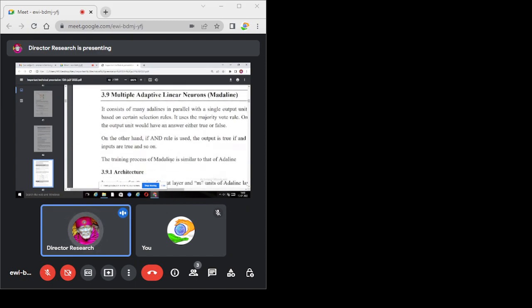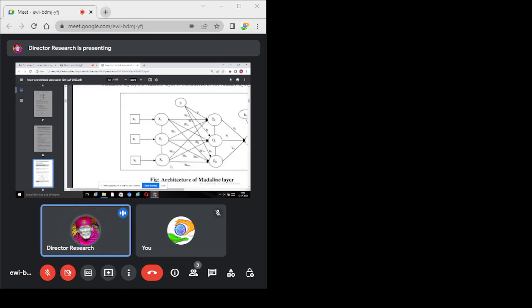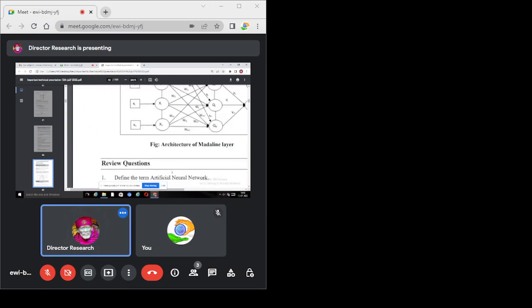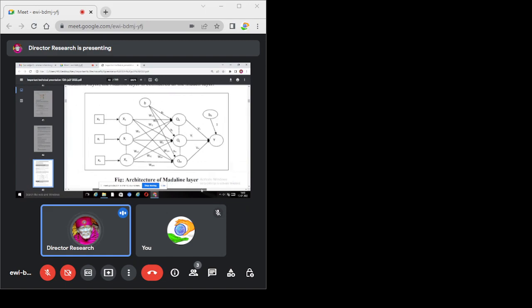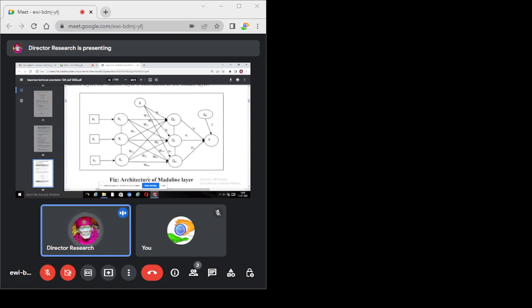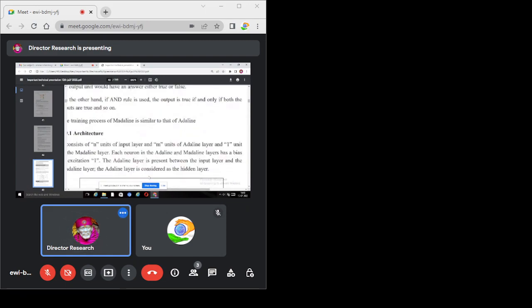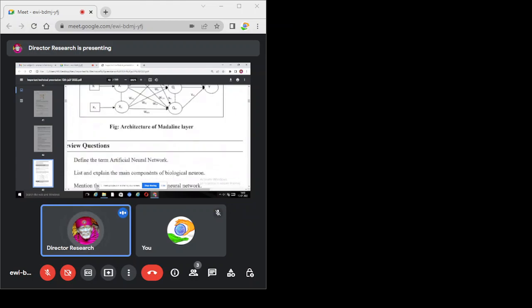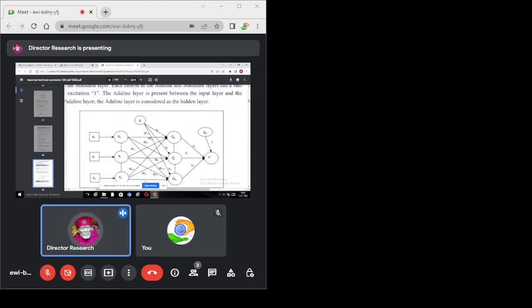Multiple adaptive linear neurons, Madaline. It consists of many Adalines in parallel with a single output unit. That is its architecture. Just see the architecture diagram. I want to stop here with this architecture of the Madaline layer. These are all related to artificial neural networks.